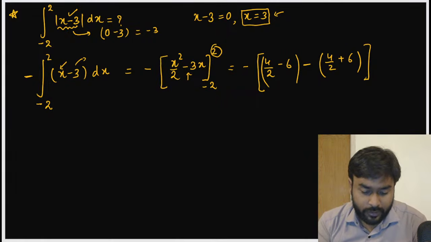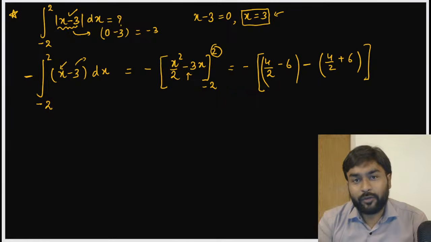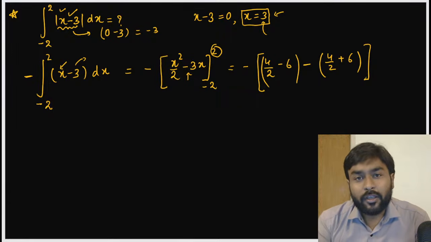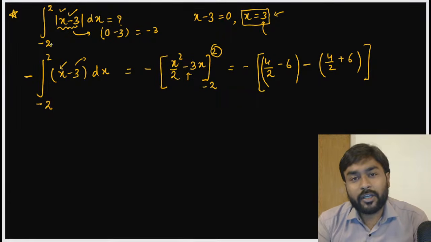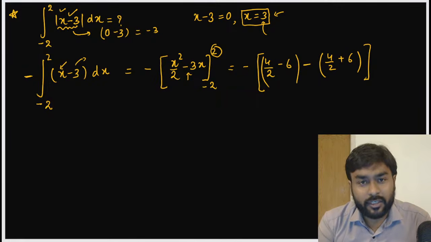Sir, one doubt. Why didn't you separate it? Why are we not separating? Because we are checking when this mod is becoming 0. This mod becomes 0 at x equal to 3. Now this x equal to 3 is not coming under our limit. That's why we are not breaking. Because here values are coming from minus 2 to 2. This 3 is not under our limit. This is outside the limiting condition. That's why we are not breaking at 3.